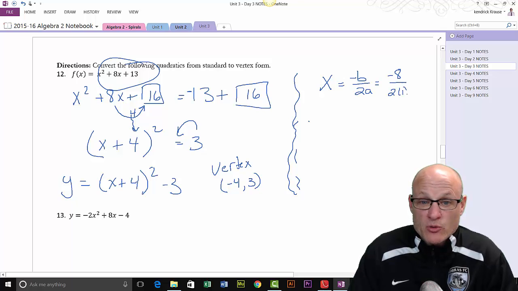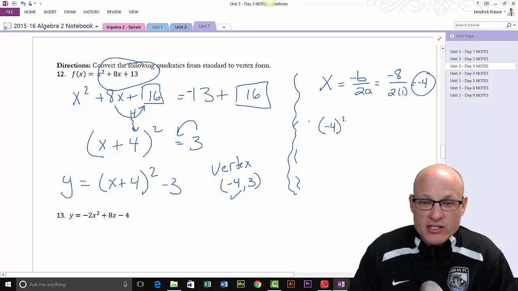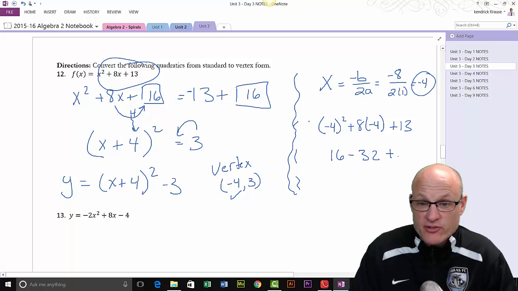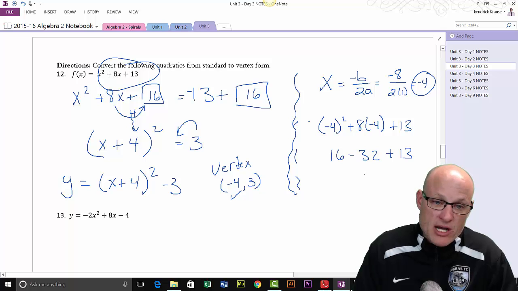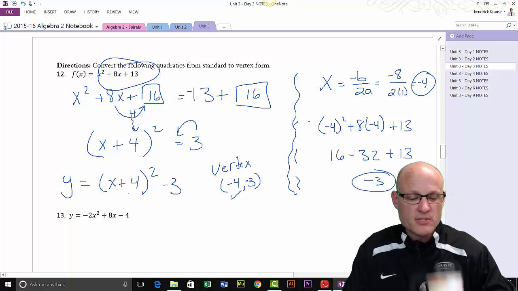So (−4)² + 8(−4) + 13. I'm hoping this turns out to be 3. This is 16 − 32 + 13. And when you add that all up, oh, this should be −3 by the way. I'm glad I checked it. This is −3, and this is −3 as well. Don't forget, the x part comes out opposite sign, but the y part stays. So that should have been −3. I'm actually glad I checked it because I made a dumb mistake there. All right, here we go.